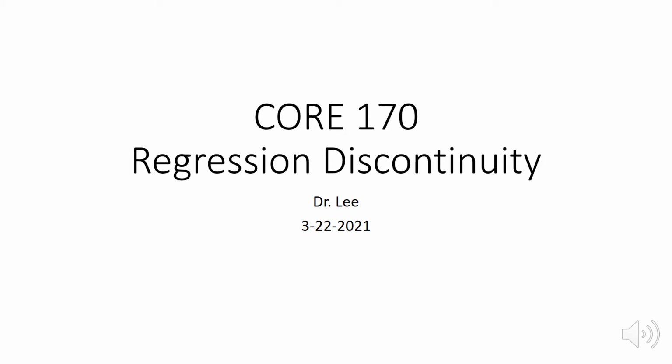So with that in mind, today we're learning a new identification strategy. We're learning something called regression discontinuity. You might see this listed as RD or RDD. In the case where there's 2 Ds, the second D stands for design, regression discontinuity designs.